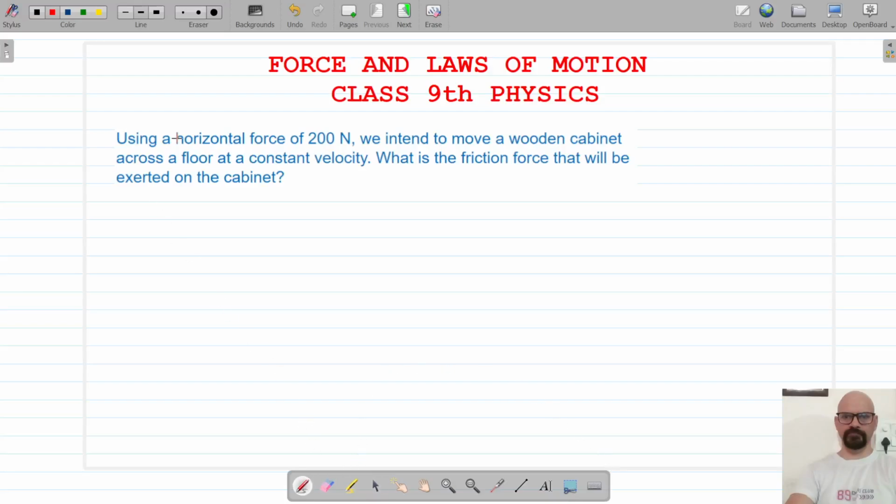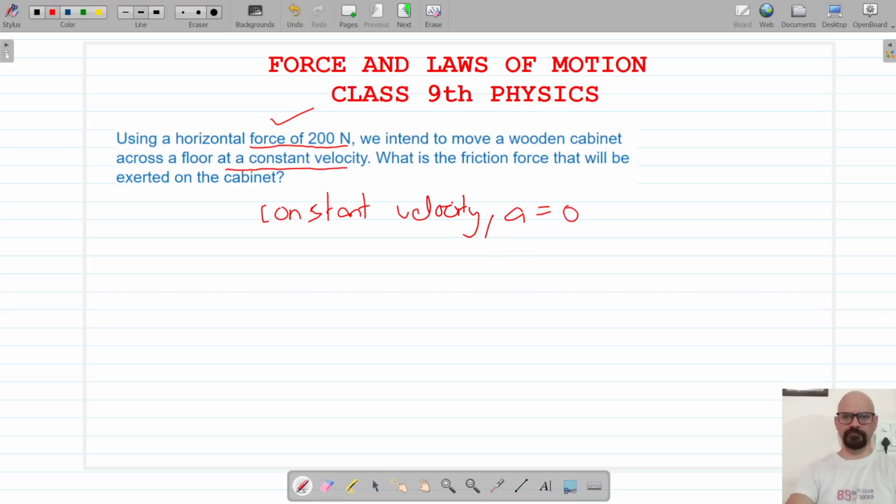Okay, for the next question: given that using a horizontal force of 200 Newton, we intend to move a wooden cabinet across a floor at a constant velocity. So this constant velocity means that the acceleration is zero, because acceleration is the rate of change of velocity. If the velocity is constant, that means the acceleration is zero.